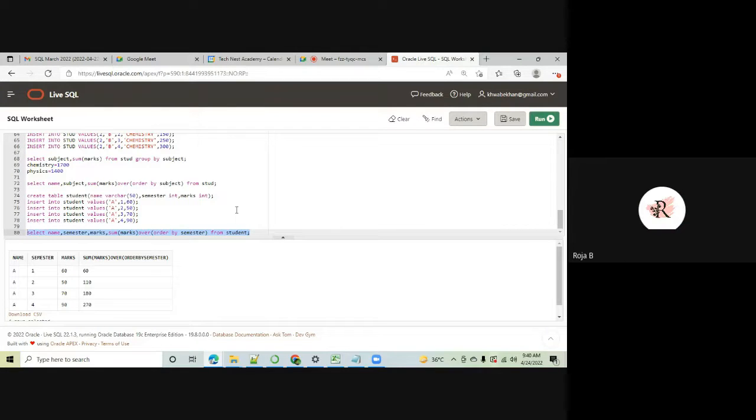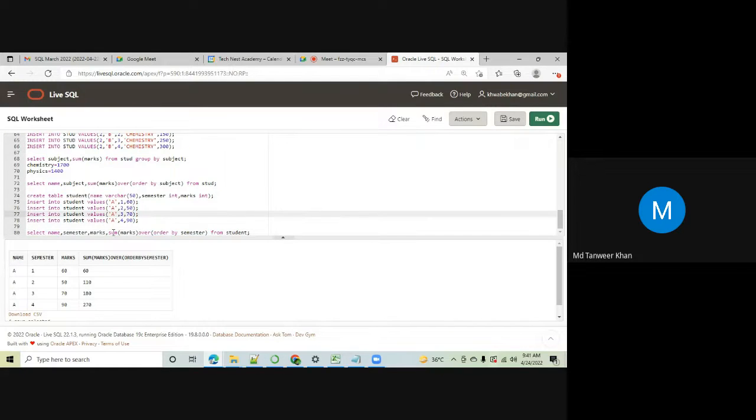Yeah, in the second record, it's adding the second semester marks with the semester one. In the third record, it's adding 1, 2 with the 3. Correct. So this is known as cumulative sum or running sum. First of all, you see it is order by semester. I have mentioned order by semester, so please check whether the semester is ordered or not. Yes, this is ordered. First task is over.